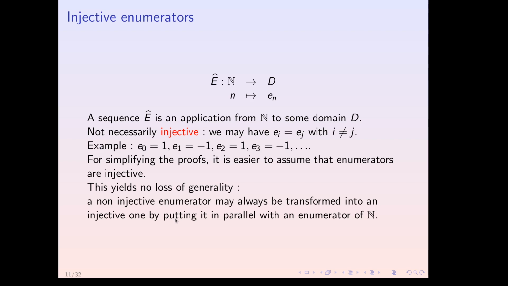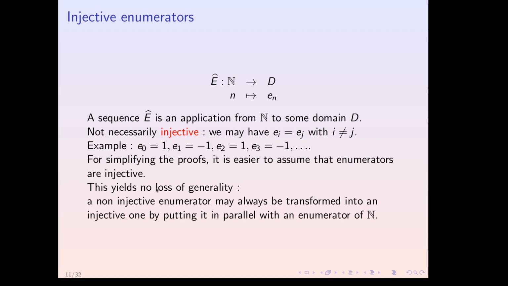Time to talk about injectivity. A sequence is an application from natural integers to some domain, which maps an integer to a value of the domain. A sequence is not necessarily injective. We may have identical elements with different indices, for instance, the alternating sequence that we had seen before. For simplifying the proof, it is easier to assume that enumerators are injective.